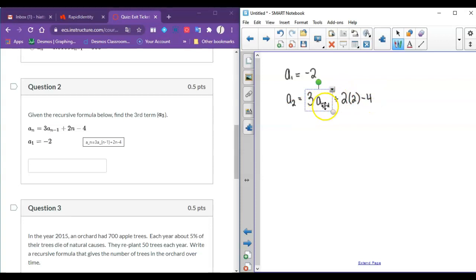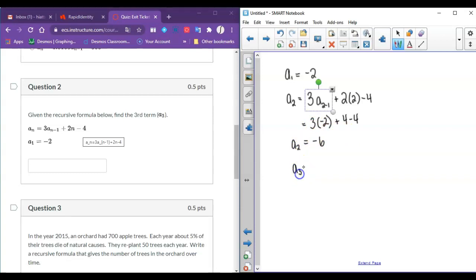And so A sub 2 minus 1 is A sub 1, and A sub 1 is negative 2. So we've got 3 times negative 2 plus 4 minus 4, and so we're going to end up with negative 6 here. So our A sub 2 is negative 6, but this asks us for the third term, so we're going to have to do this again.